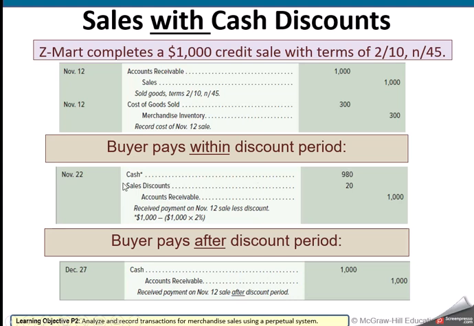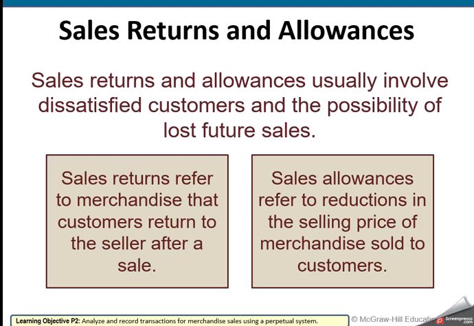And then now, instead of putting it to sales, we create a new account that we can analyze and keep track of, and it's called sales discounts. But it will be a contra sales account, which means it will have a debit balance. And then we credit our accounts receivable for the full amount. If they didn't take advantage of the cash discount, cash comes in for $1,000. And then accounts receivable is credited at the $1,000.